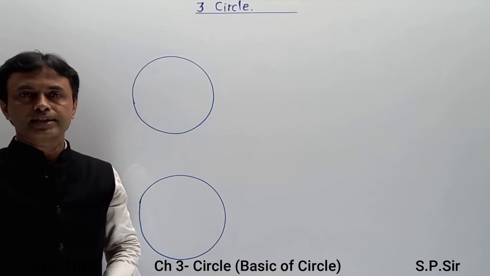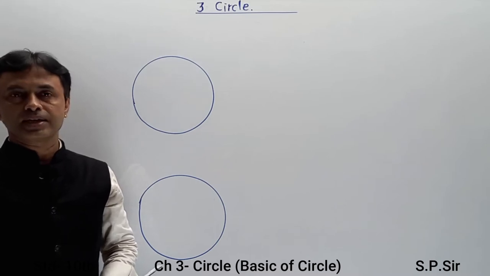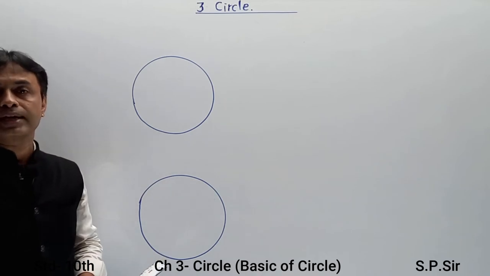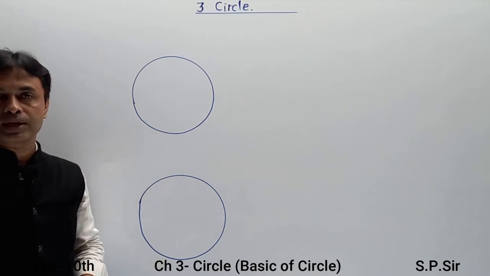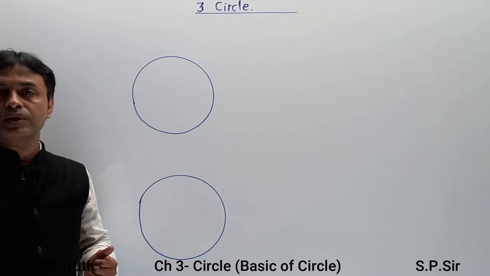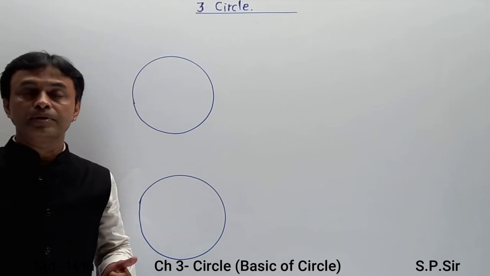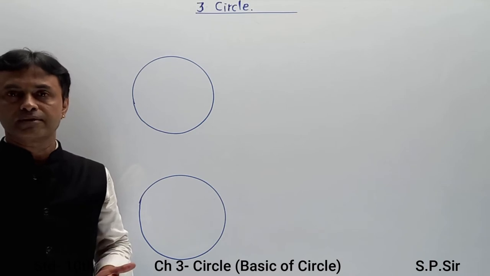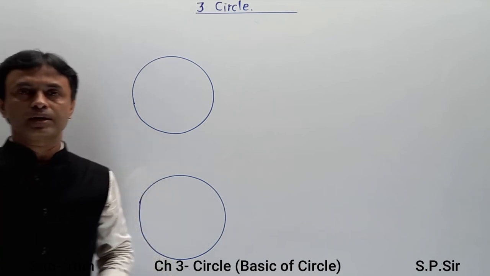Now, in addition to that, we have to understand some of the basic concepts. For that part, I have drawn two circles over here so that I can explain the concepts step by step. Now in this part, we have to understand some concepts. Among them, first is the chord of a circle. Second, secant of a circle. Third, tangent of a circle. And fourth, application of that. And one by one, we are going to start.